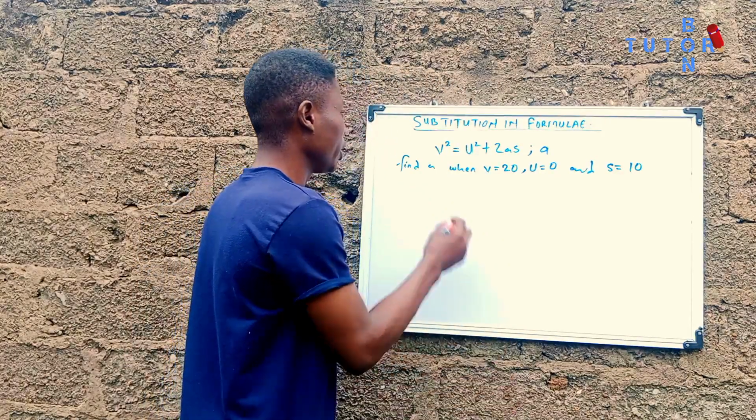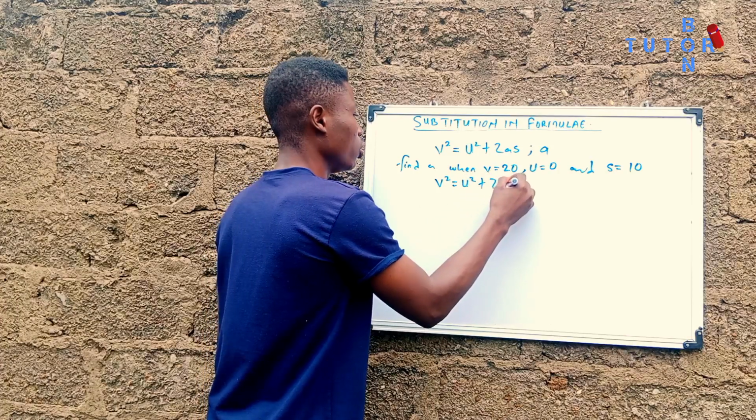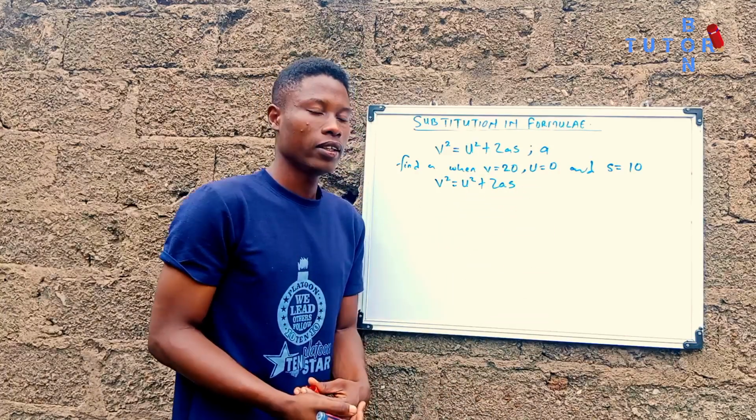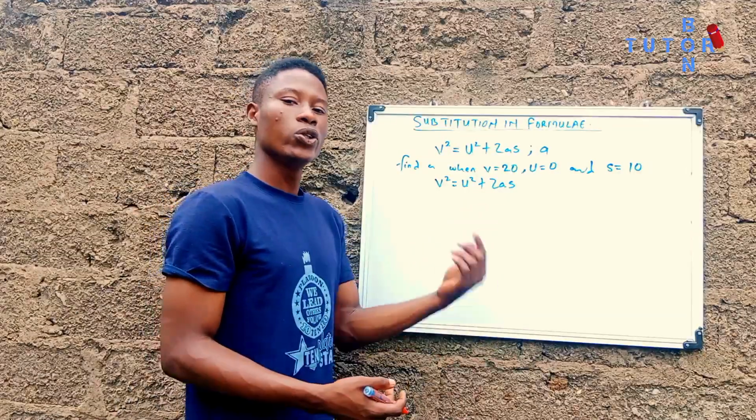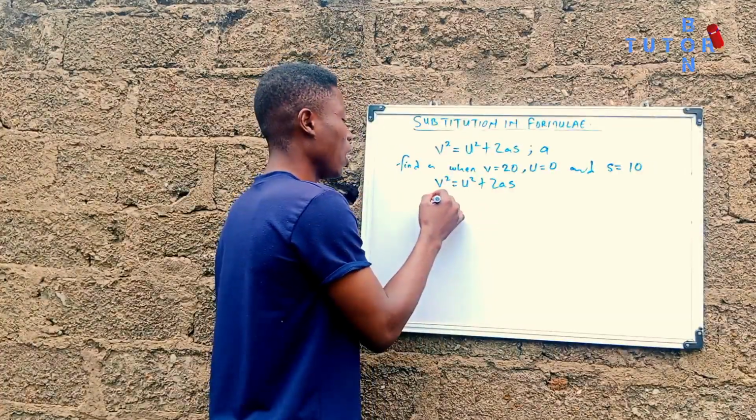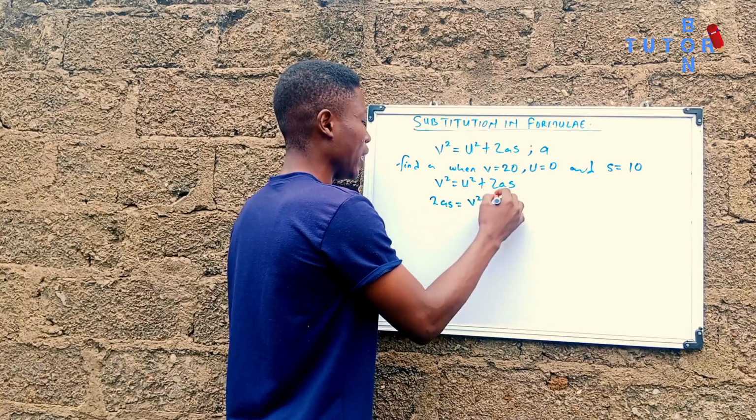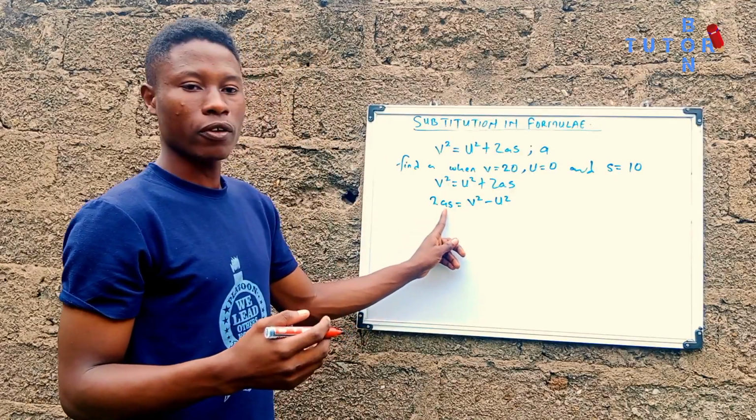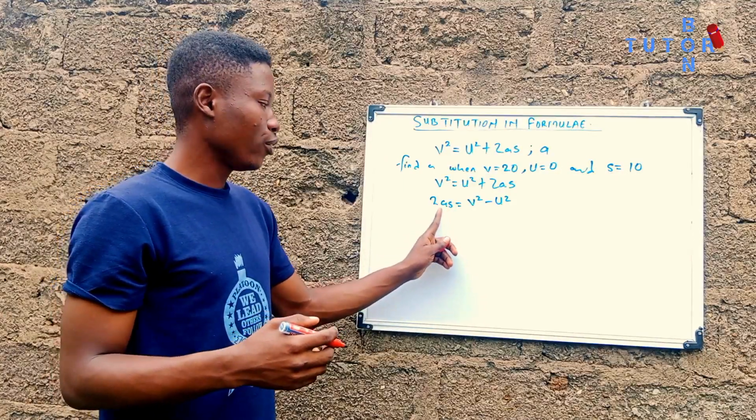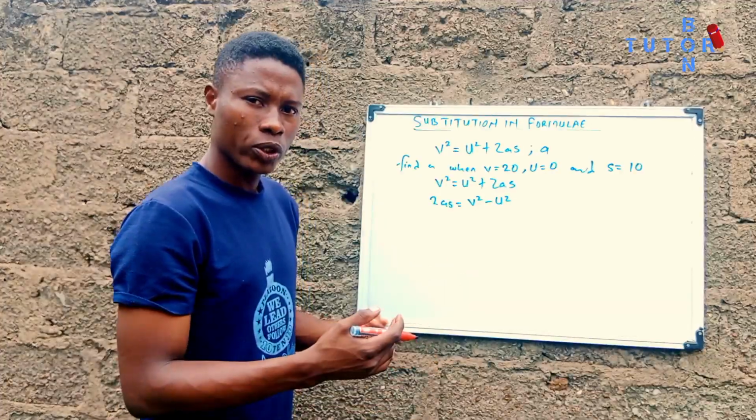Don't get carried away. You have v square equals u square plus 2as. The first thing you do is what? Yes, you transfer your u square to the other side. Then you have 2as equals v square minus u square. We're making a the subject of the formula. We don't need 2 here nor s here. That means we have to eliminate them. How do you propose we do that?